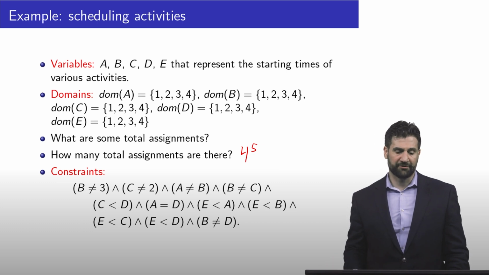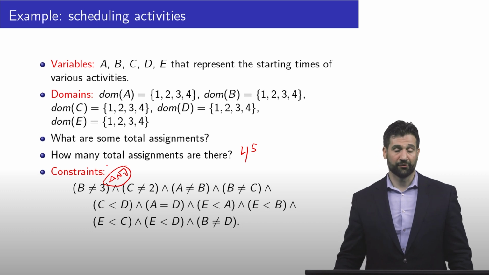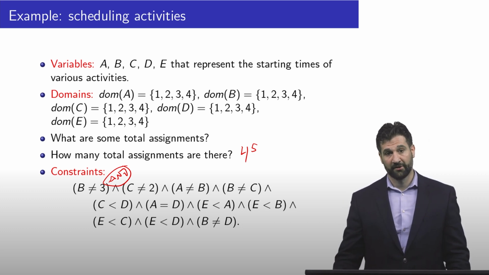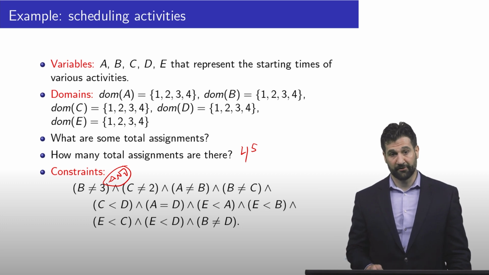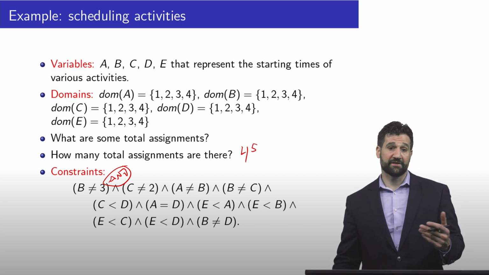Now here are some constraints. So for example, B is not equal to 3. This little symbol here is AND. C cannot equal 2, A cannot equal B, B cannot equal C, and so forth. C has to come before D, E must come before C. And so you need to find an assignment that satisfies all of these at the same time.